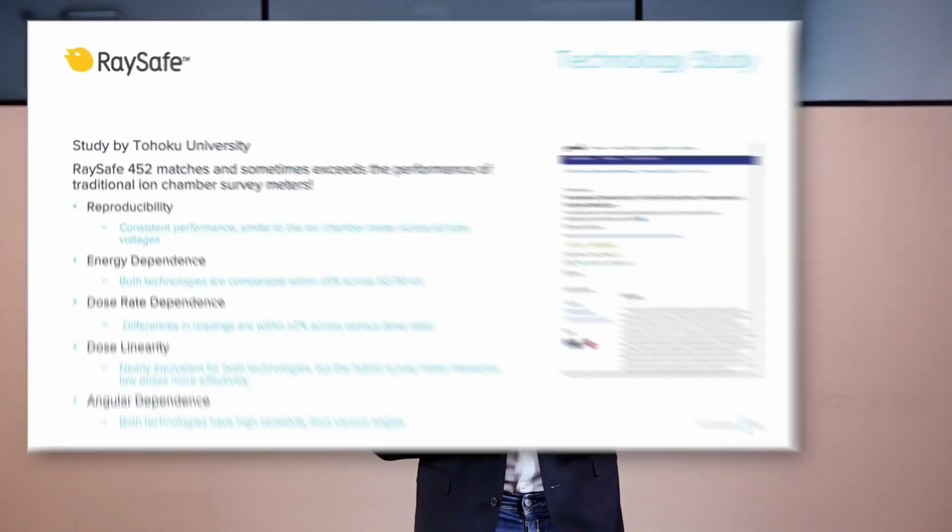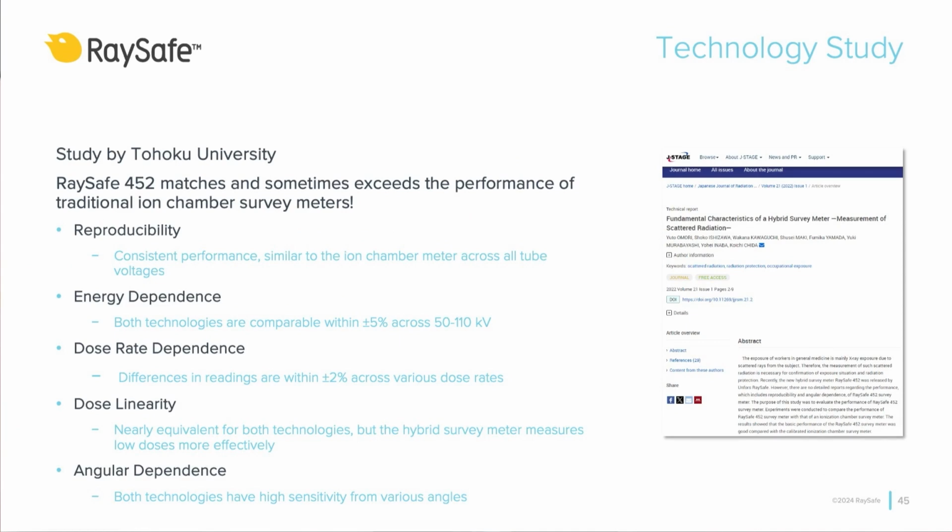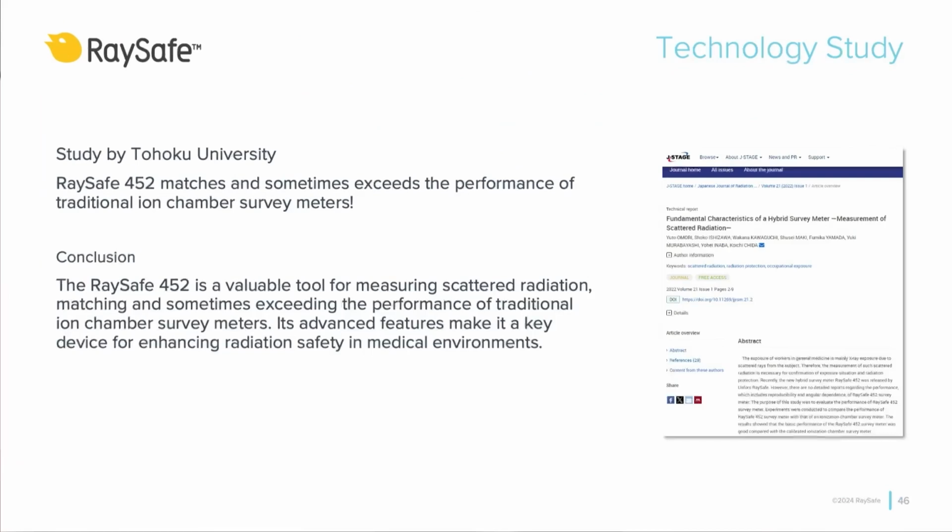RaySafe 452 has consistent performance similar to the ion chamber meter across all tube voltages. RaySafe 452 performs well in energy dependence and dose rate dependencies. It actually exceeds the ion chamber in dose linearity, since RaySafe 452 measures low dose rates more efficiently.